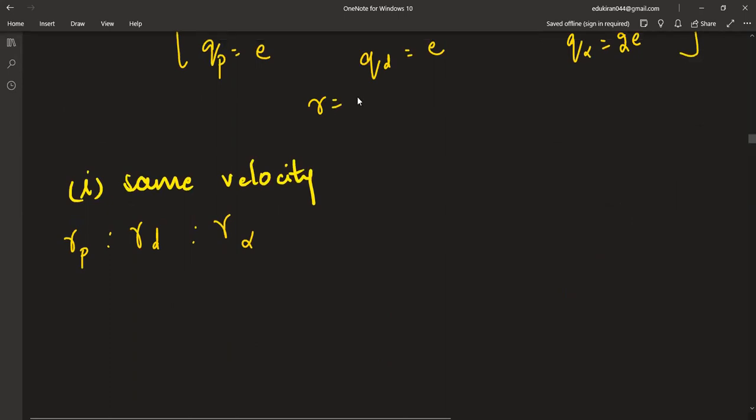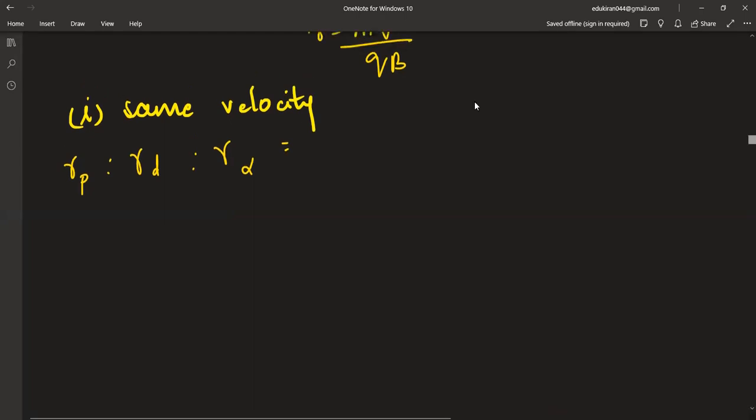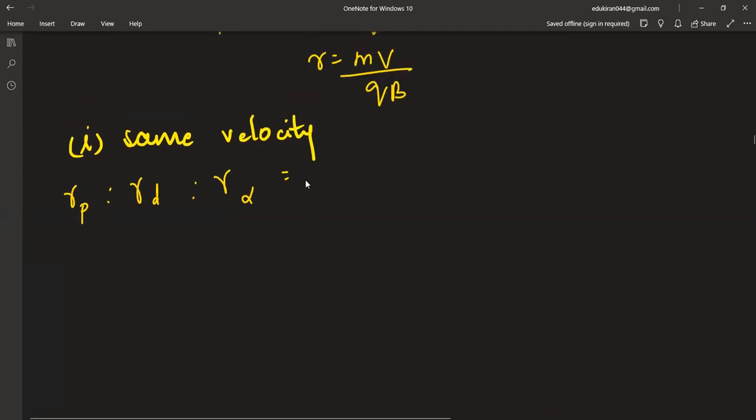The formula of radius is mv by qB. So for same velocity, mass of proton mp, same velocity, I'm writing it as v, charge of proton qp, and the magnetic field will also be the same for all the particles entering the same magnetic field. B is the common magnetic field, right?